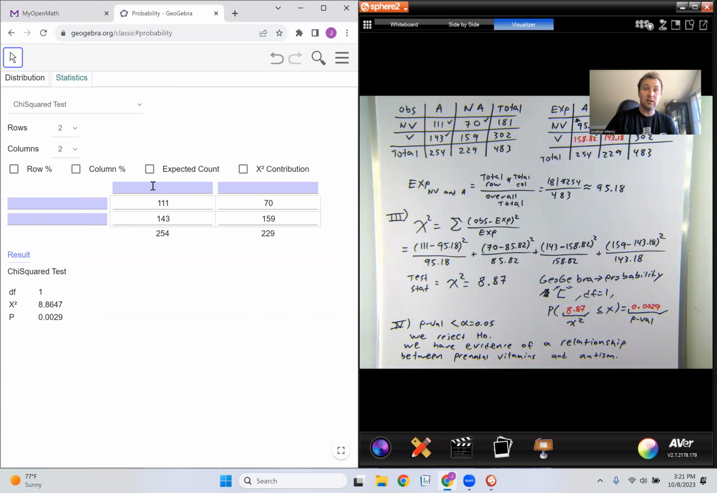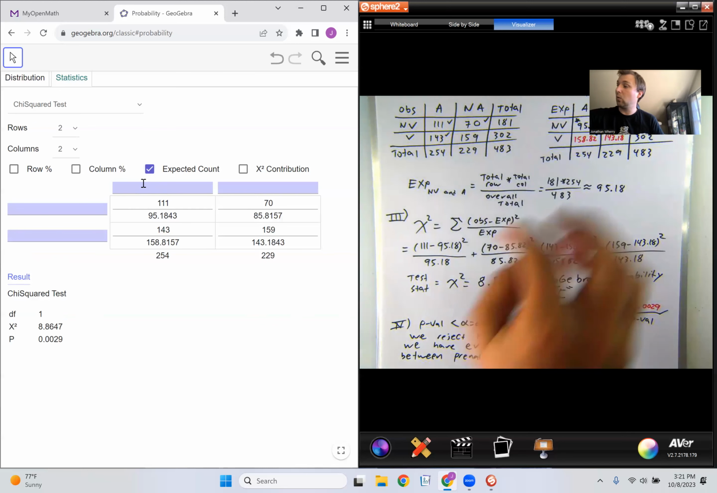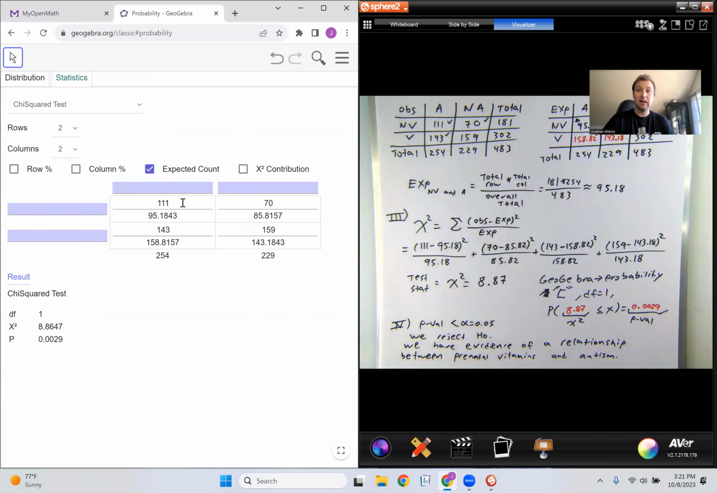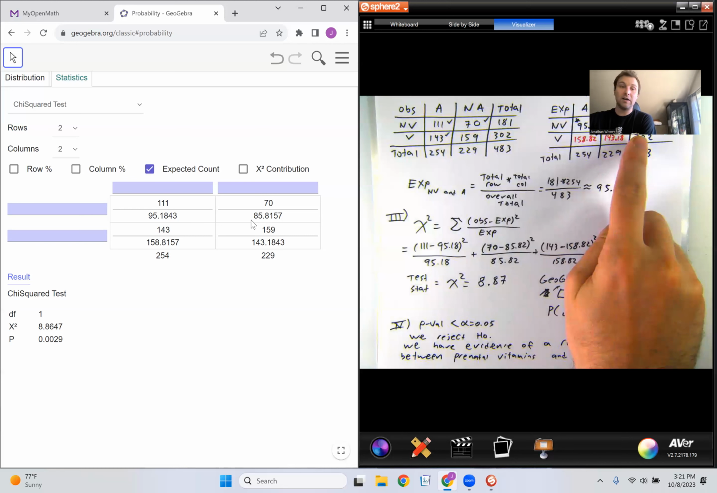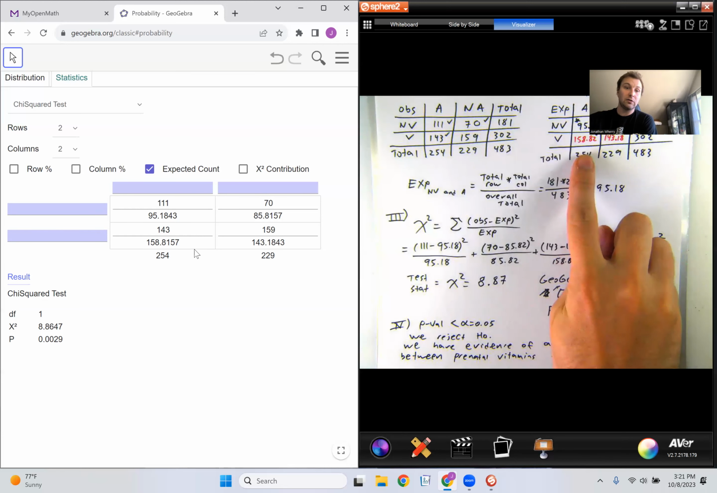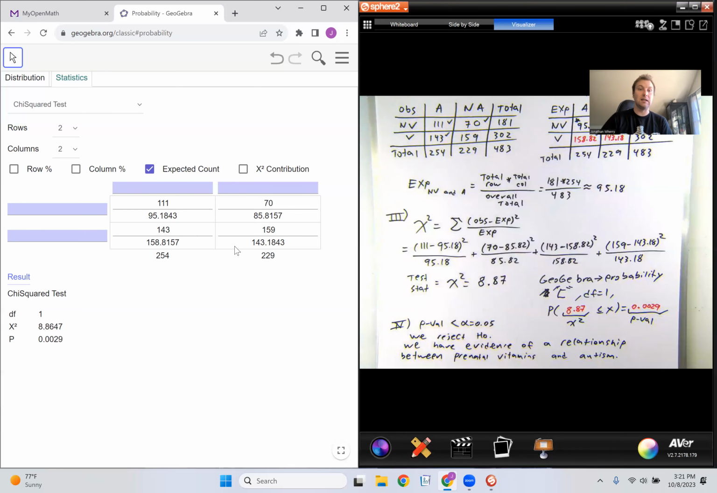In addition to this, it will show me the expected count, or my expected table. And I can compare those numbers, 95.18, 85.82, 158.82, and 143.18. So if I'm going through this process by hand and I want to double check my work, GeoGebra is a really nice way to double check your work.